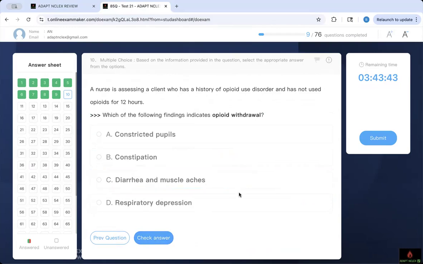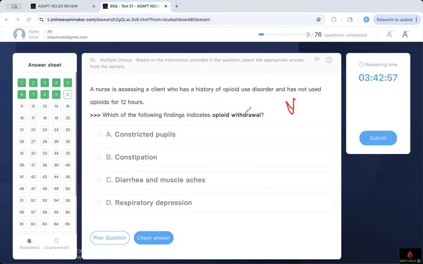Number 10, and this is assessing a client who has a history of opioid use disorder and has not used opioid for 12 hours. It means withdrawal. Which of the following findings indicate opiate withdrawal? I've given you the clue. Find what is opiate, put it in the box, and ask yourself, when you're taking opiate, what kind of symptoms should you have? And if you don't have opiate, what kind of symptoms are you going to get? I'm just showing you how to answer questions and a strategy to answer questions. Therefore, we know opiate is what? Is a downer.